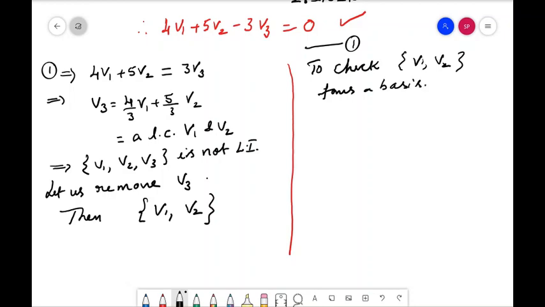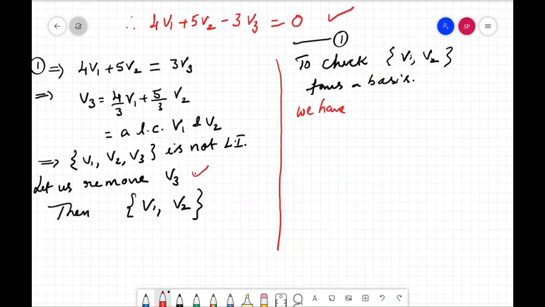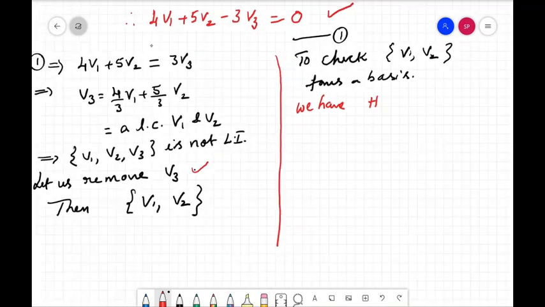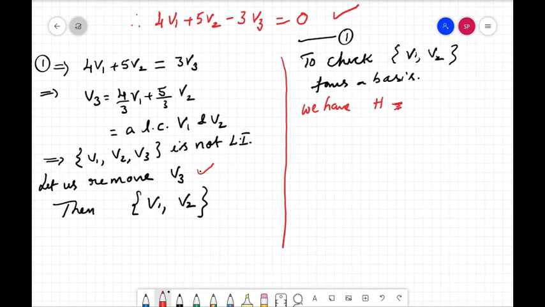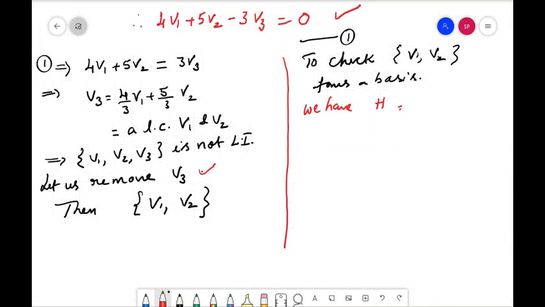Since we deleted the vector which is a linear combination of some vectors, H can still be spanned by v1, v2. So what do we have to check? We will check whether v1, v2 is linearly independent or not.